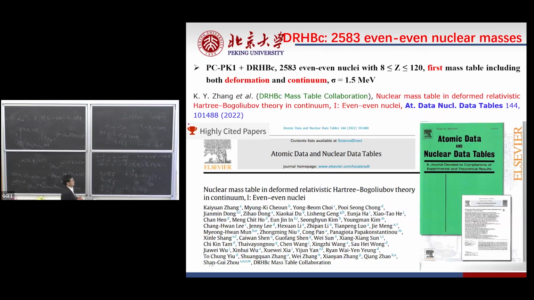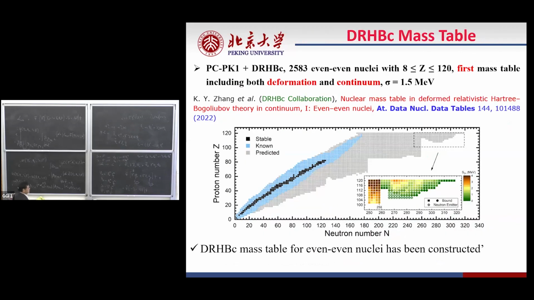And then finally, we published the first paper for even mass nuclei. In total, there are more than 2,500 nuclei for even nuclei. And then we want to study the full nuclear chart in 3 steps. First step is even nuclei. The second step is even the odd-N nuclei. And then the third step is the full nuclear chart.